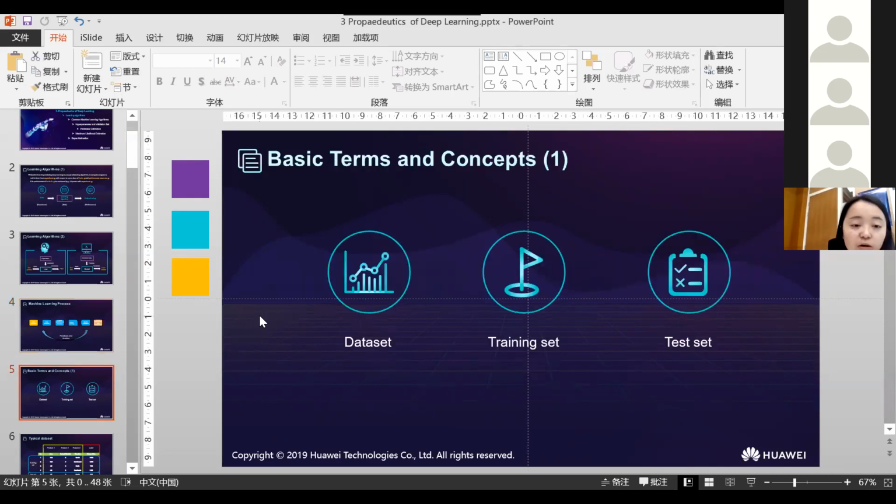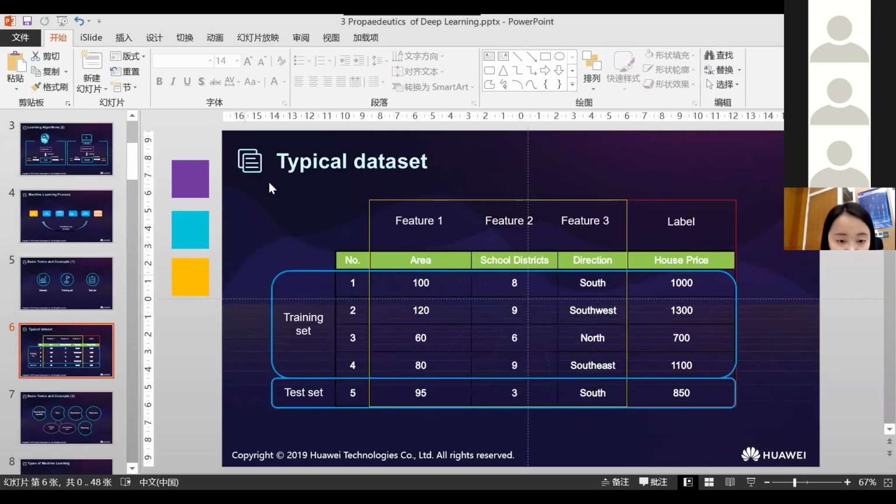And then we talked about some basic terms and concepts in machine learning. First, we talked about data sets. Usually, for a machine learning or deep learning model, we can divide the data set into 3 types. The first is the training data set, the second is the validation data set, and the third is the test data set. And here we talk about the training data set and test data set in detail. Here we can divide the whole data, the samples, into 2 parts. The first part is the training data set to train the model, and the test data set is responsible for evaluating the performance of the model.